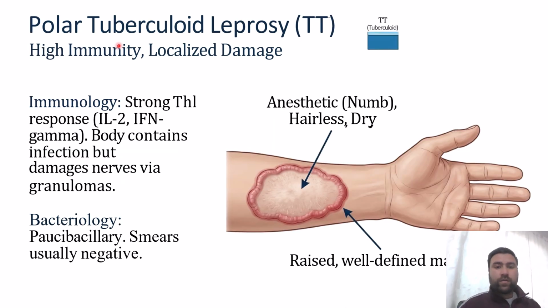In case of tuberculoid leprosy, you can see there is local involvement of the skin and also the nerves, leading to anesthetic or numb skin and hairless dry skin. It is seen in those patients who have high cell-mediated immunity and the body contains the infection, but damage to the nerves is seen via granulomas.